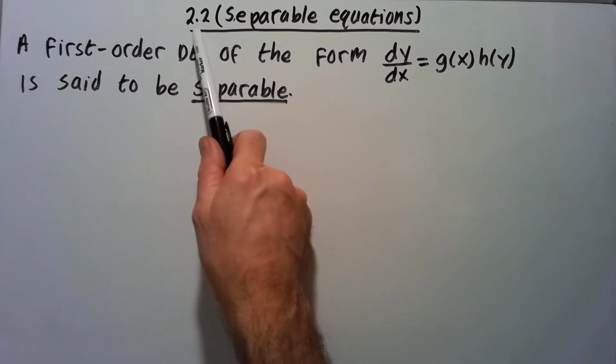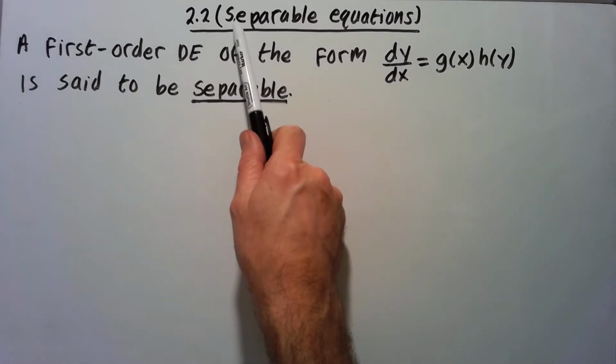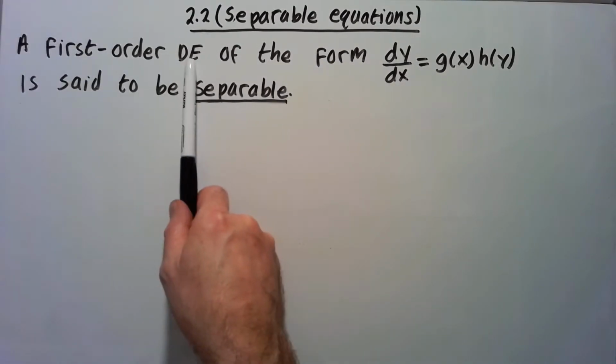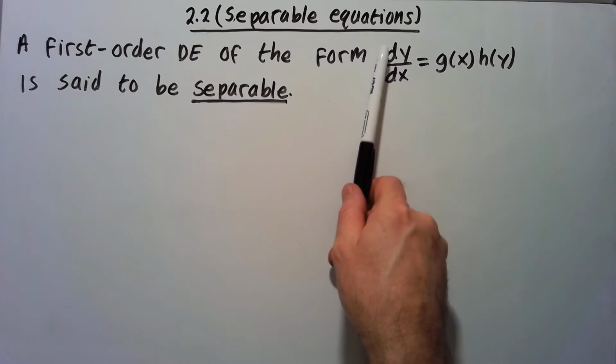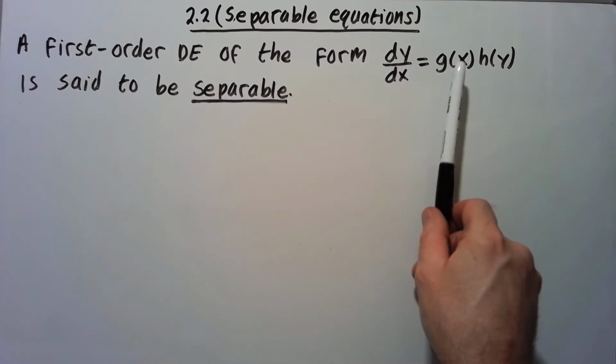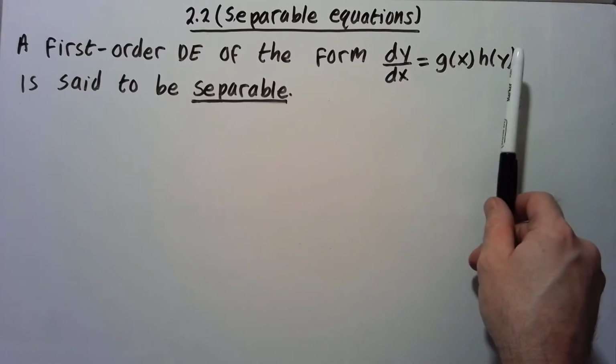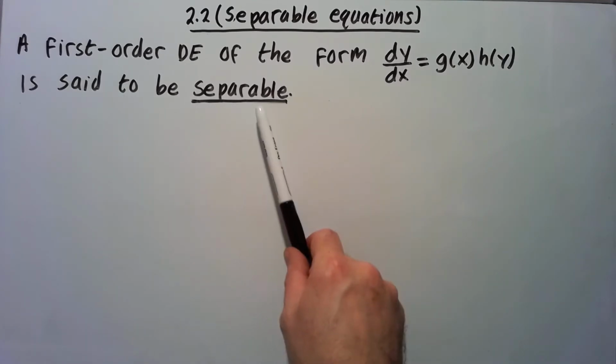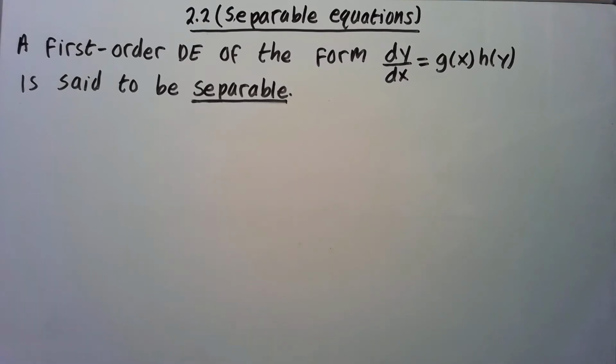Okay, let's look at 2.2, which is about separable equations. So a first order differential equation of the form dy/dx equals some function of x multiplied by some function of y is said to be separable. So let's look at an example.